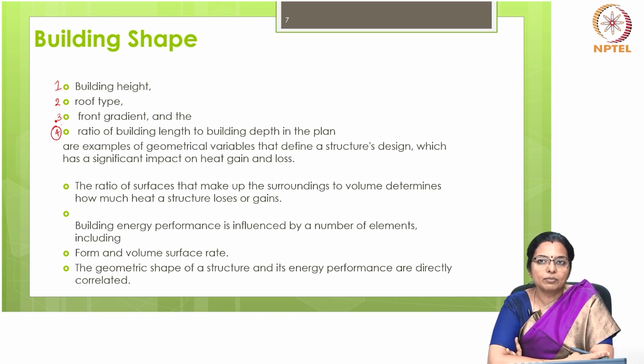So, these are examples of geometrical variables that define a structure's design, which has a significant impact on heat gain and loss. The ratio of surfaces that make up the surroundings to the volume determines how much heat a particular structure loses or gains. Building energy performance is influenced by a number of elements, including form and volume surface ratio. The geometric shape of a structure and its energy performance are directly correlated.